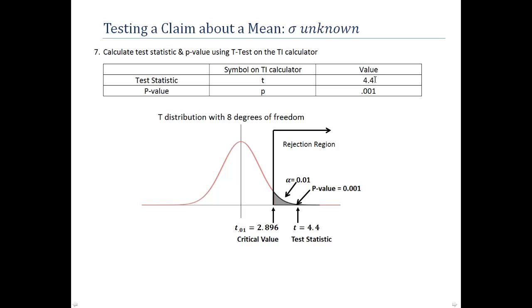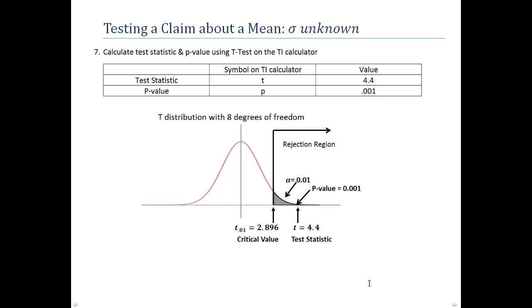And you should end up with these values. The calculator will give you a T equals 4.4. That's the value of your test statistic. They use the letter T to remind you that this is a student T distribution. And the P value is, well, I'm rounding it off here to 0.001.